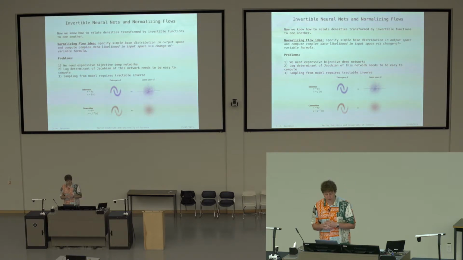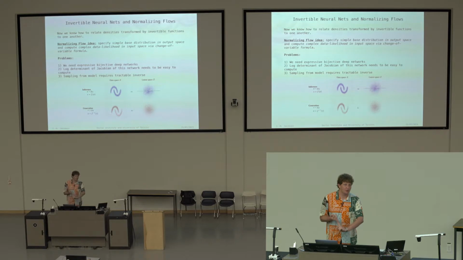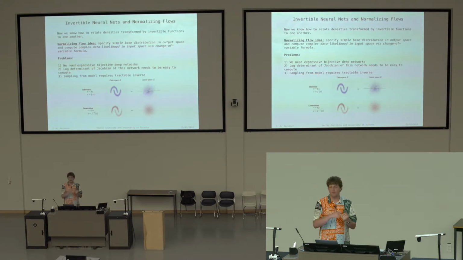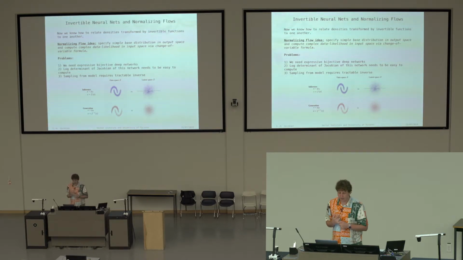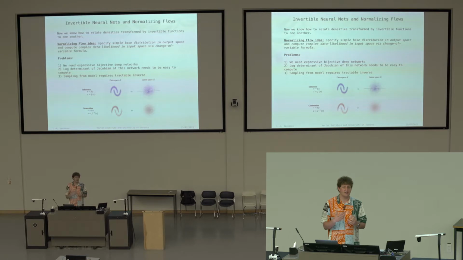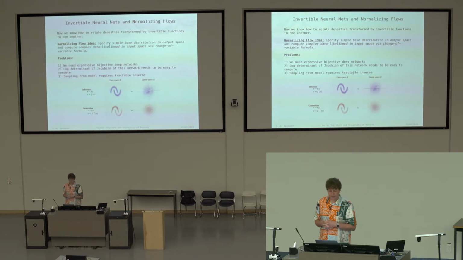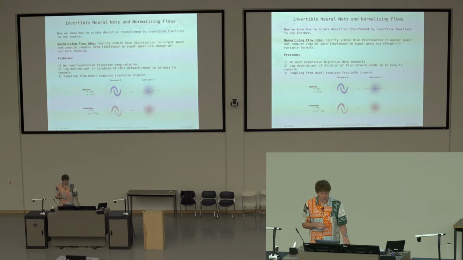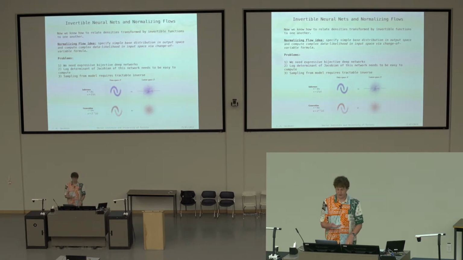So now we have some problems. First of all, we need an expressive bijective deep network that actually maps from x to z and back. We need the log determinant of the Jacobian of this network to be easy to compute, because we need it to correct the density, essentially. And then, if we want to sample from the model, we also require a tractable inverse.